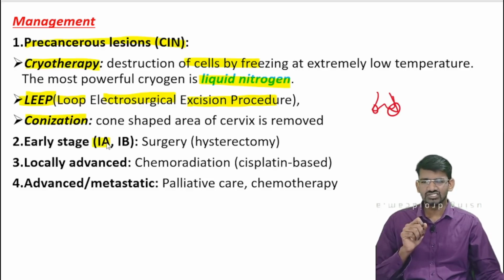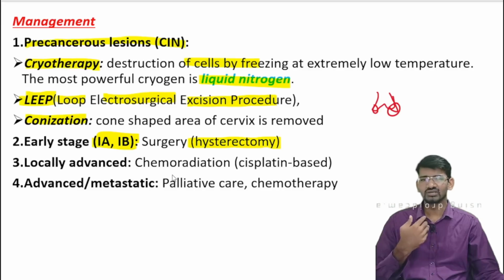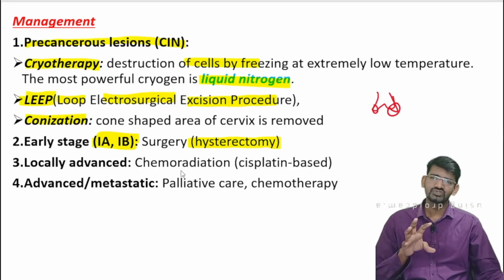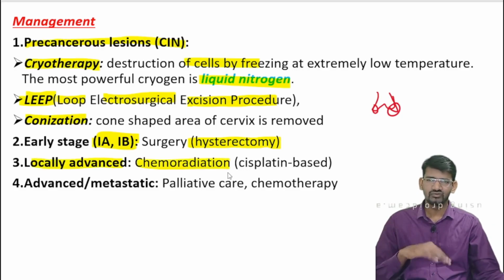In stage 1 and stage 2, stage 1B, they may consider hysterectomy. The approach may be different: a vaginal hysterectomy, an abdominal hysterectomy, or a radical hysterectomy can be considered, based on the extent of the disease. And if there are locally advanced cases, we go with chemoradiation, that is chemotherapy along with radiation, to treat the cases.